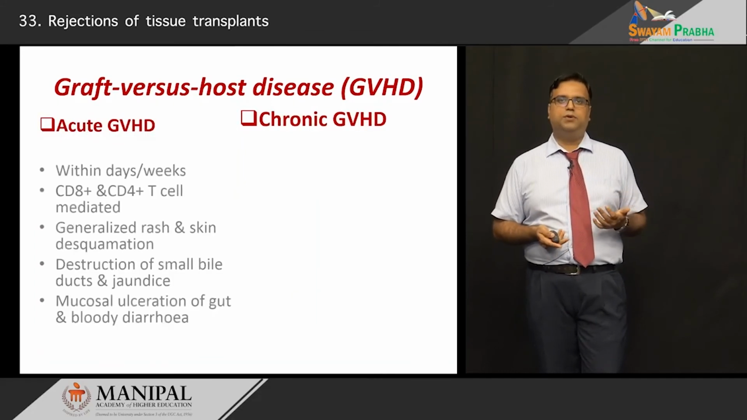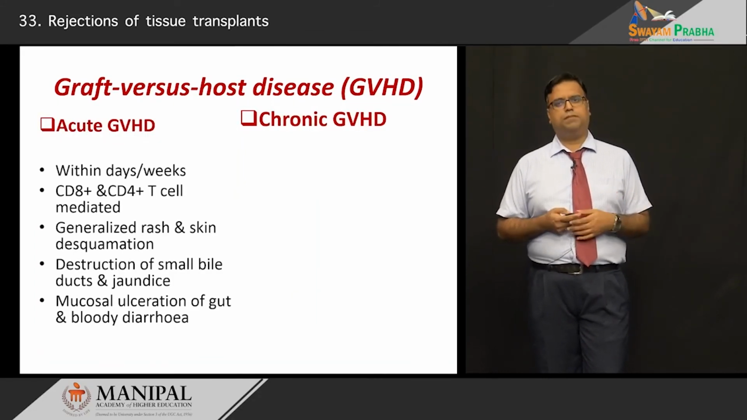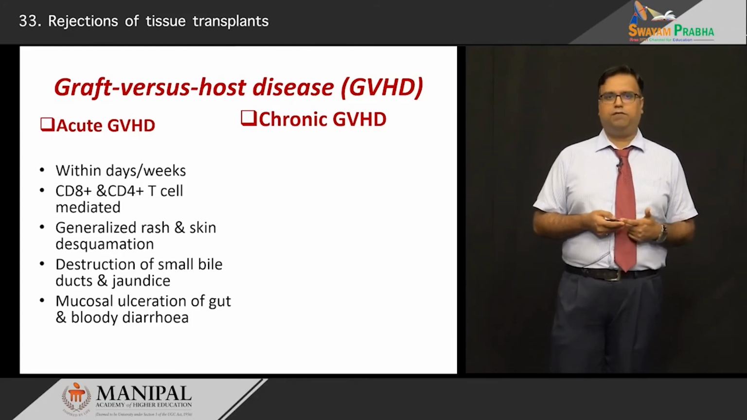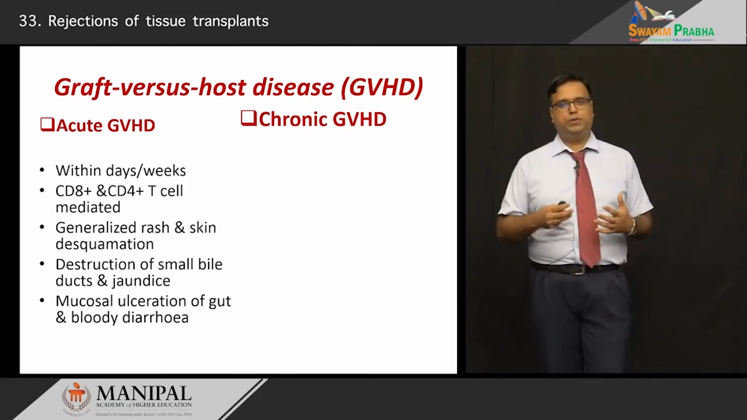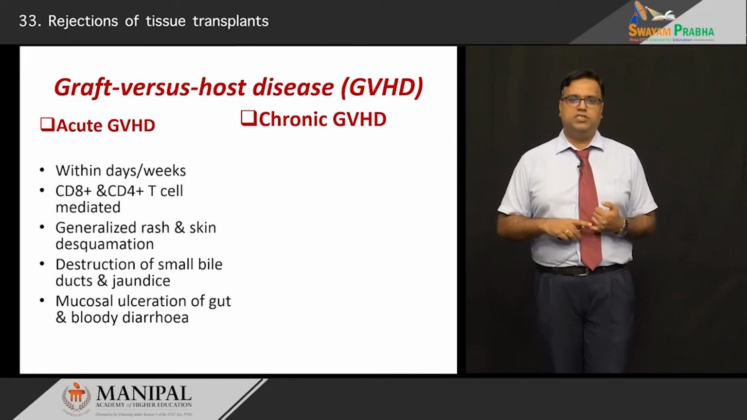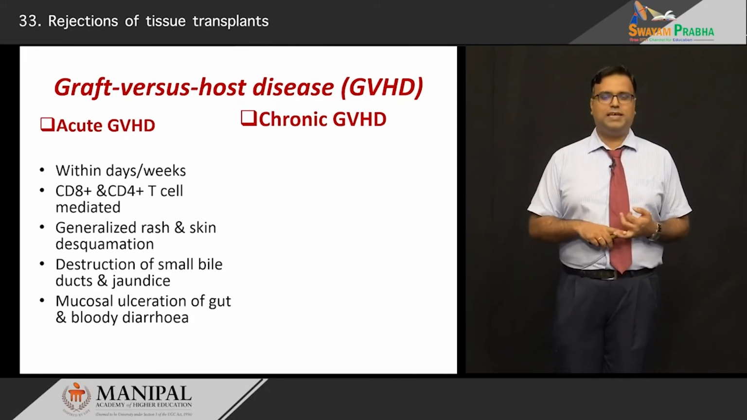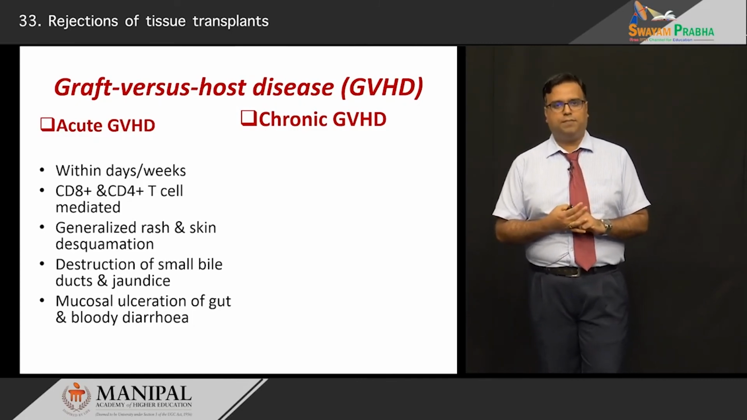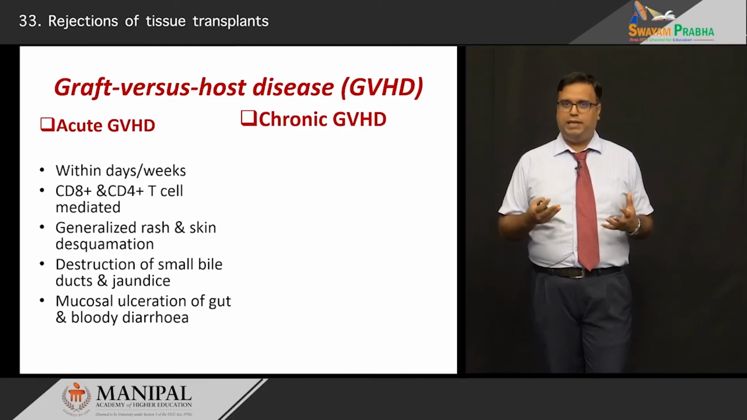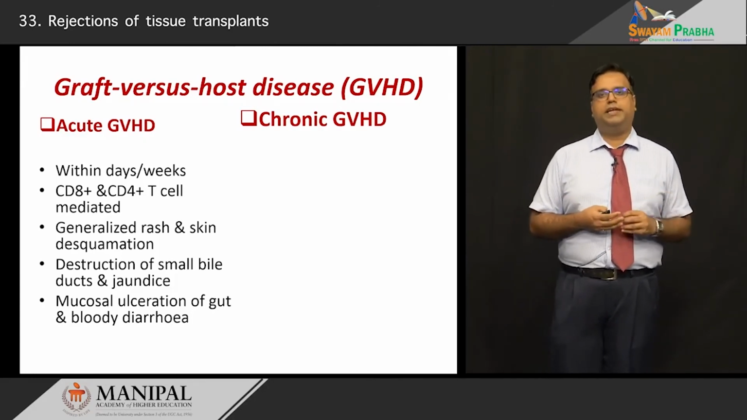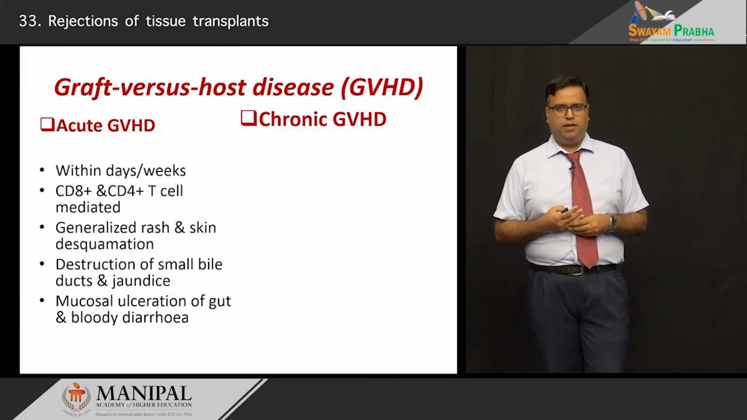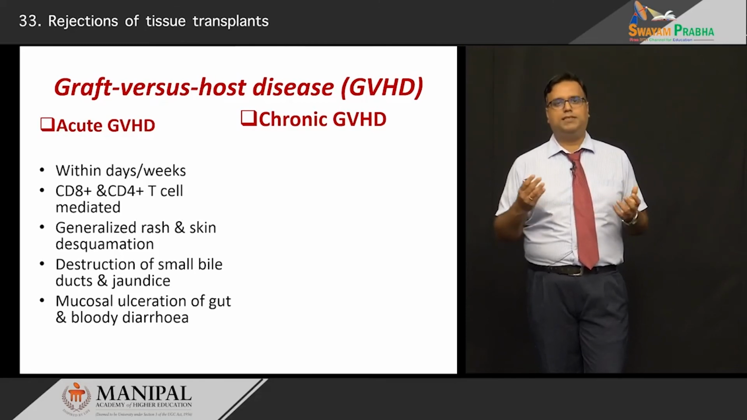Accordingly, you can have an acute versus chronic GVHD. Acute again occurs within days. Both CD8 and CD4 cells mediate this. Usually the patient comes to you with a generalized rash and skin desquamation, very erythematous rashes on the surface of the skin. There will be destruction of small bile ducts and resultant jaundice. So you do an LFT, and it will show a derangement in the profile of the patient. And then in the gut they present usually with diarrhea, usually bloody in nature because of a lot of ulceration in the lining mucosa.